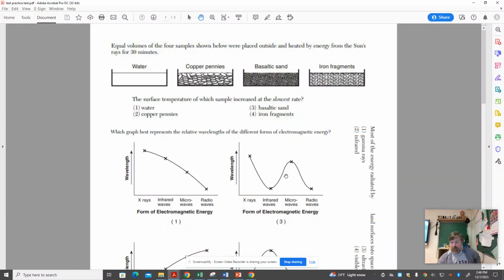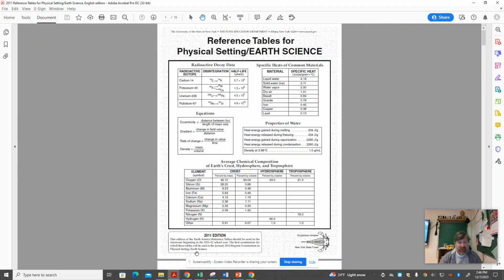If you were absent today, you didn't get a chance to look at these, so let's check them out quick. The surface temperature of which sample increased at the slowest rate? Water, copper, basalt, and iron. That's a straight up reference table question, but I think a lot of us are starting to memorize this one.